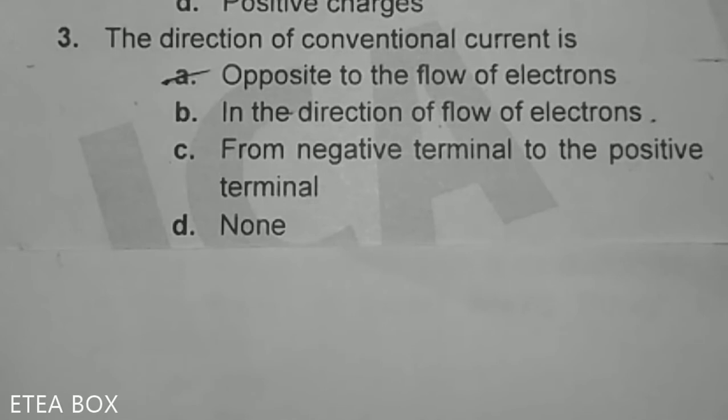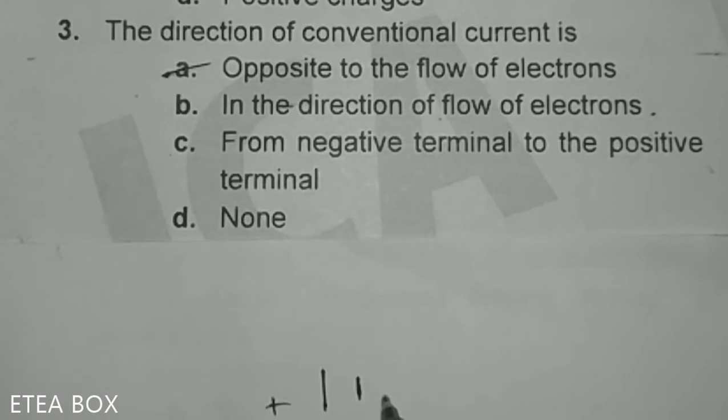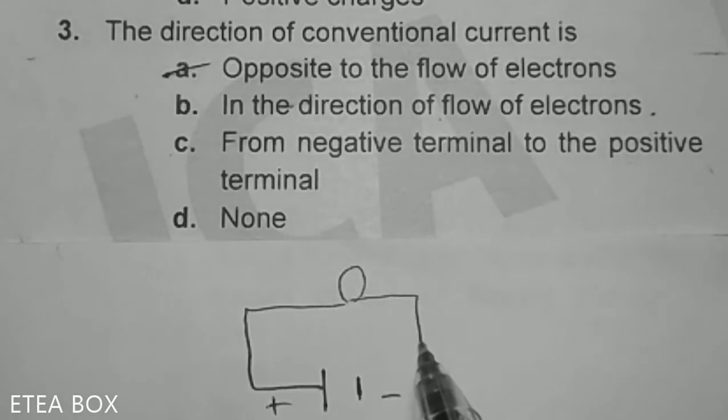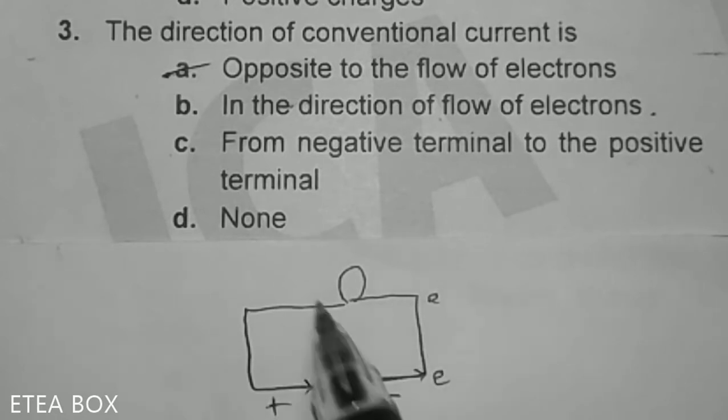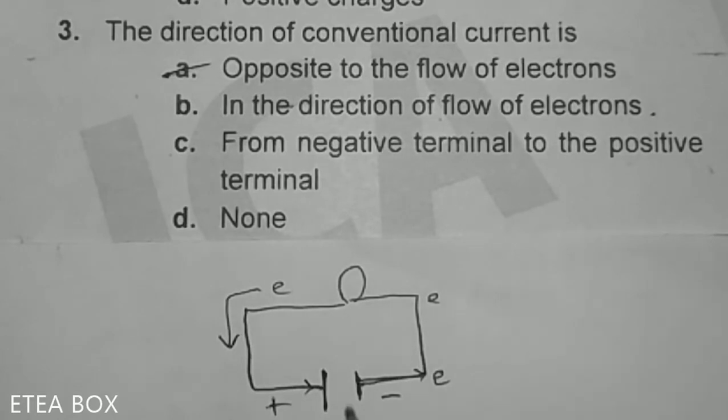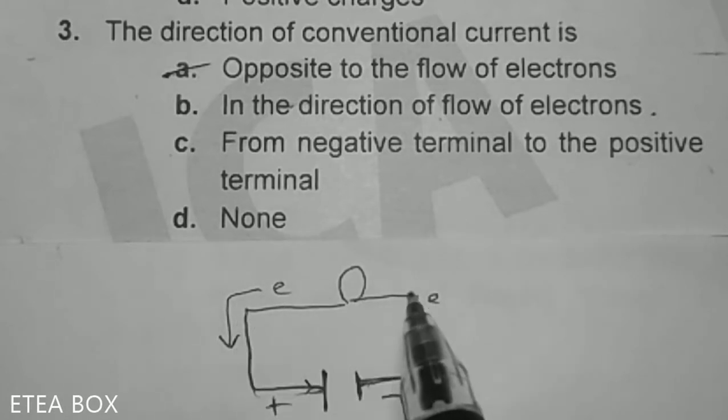Let's suppose this is a battery, and this is its positive terminal and this one is the negative terminal. And some sort of bulb is connected here. On the negative terminal of the battery electrons are sufficient, and on the positive terminal the electrons are deficient. So from the negative terminal of the battery electrons flow and come to the positive terminal. The direction of electron flow is from negative terminal to positive terminal, but according to conventional current, the current flows from the positive terminal of the battery to the negative terminal.